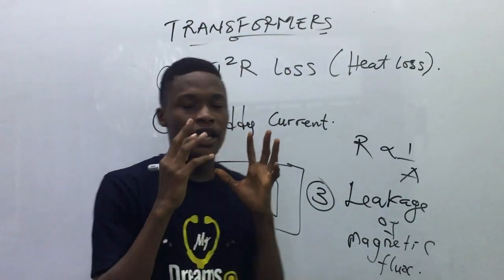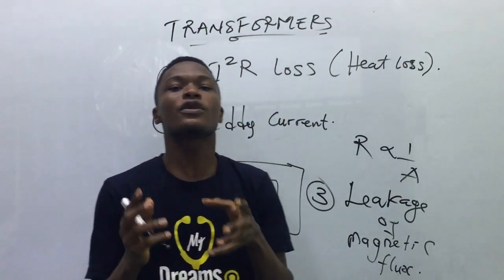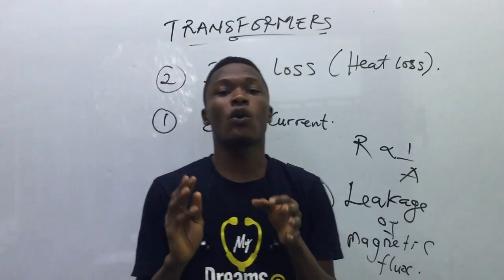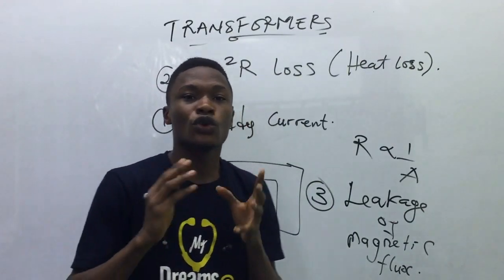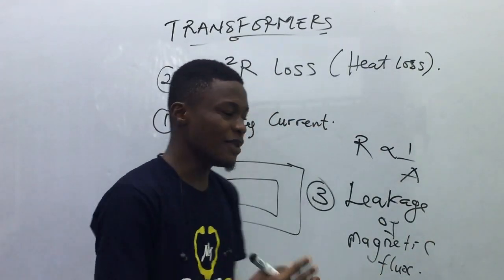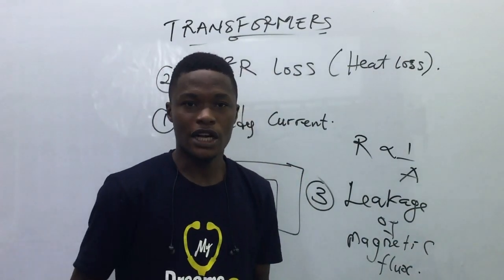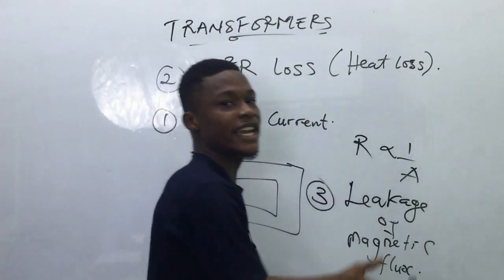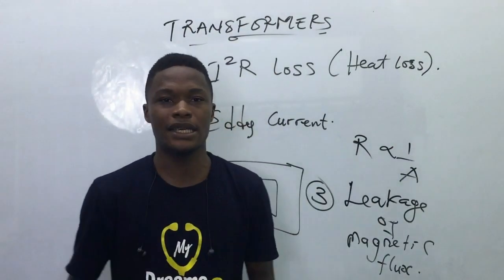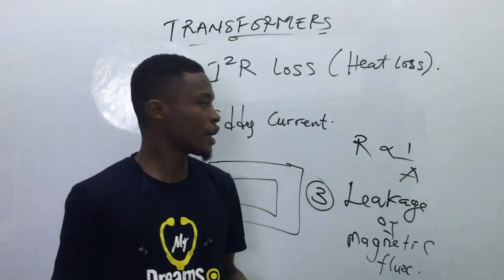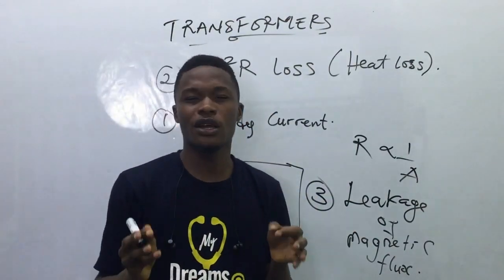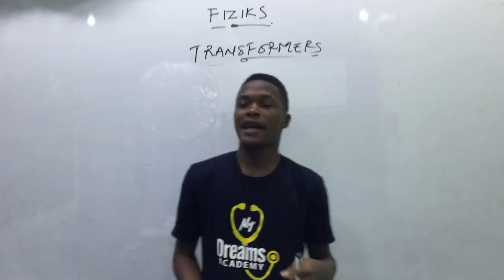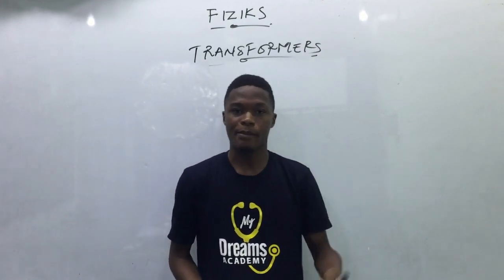Now, if the flux produced in the primary coil is not totally transferred to the secondary coil, that means that some flux has been lost. So let's assume that 100 flux were produced in the primary coil and then 80 were transferred. You see that we've lost 20. It will lead to an energy loss. So these are the three major sources of energy losses in a transformer. We're going to solve some questions from our compilation and see how those formulas we said earlier can be applied.